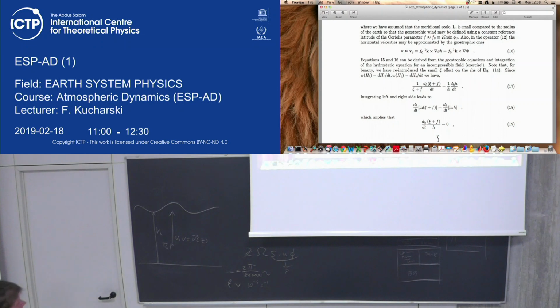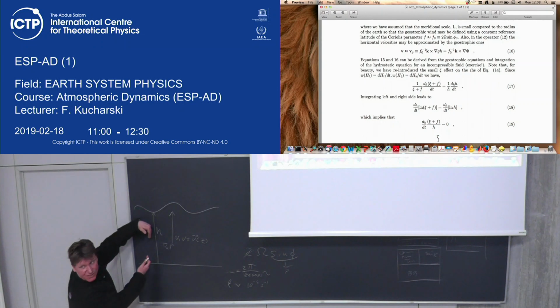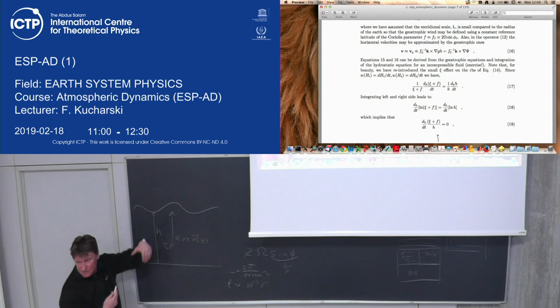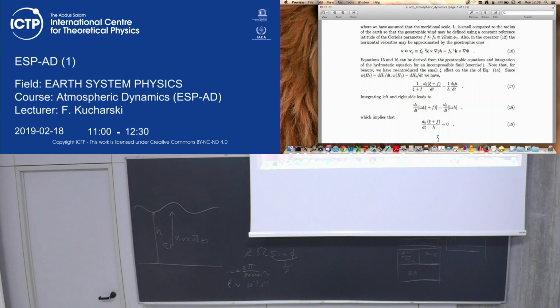So whenever the height is changing, something has to happen to the vorticity. It has to be spinning up or spinning down. It's a very powerful relationship. Particularly, this is so powerful if you think of air flowing over mountains. As soon as air is flowing over a mountain, you know that something has to happen to the vorticity. It's not just going over there and nothing has happened. Something has to happen to the vorticity.